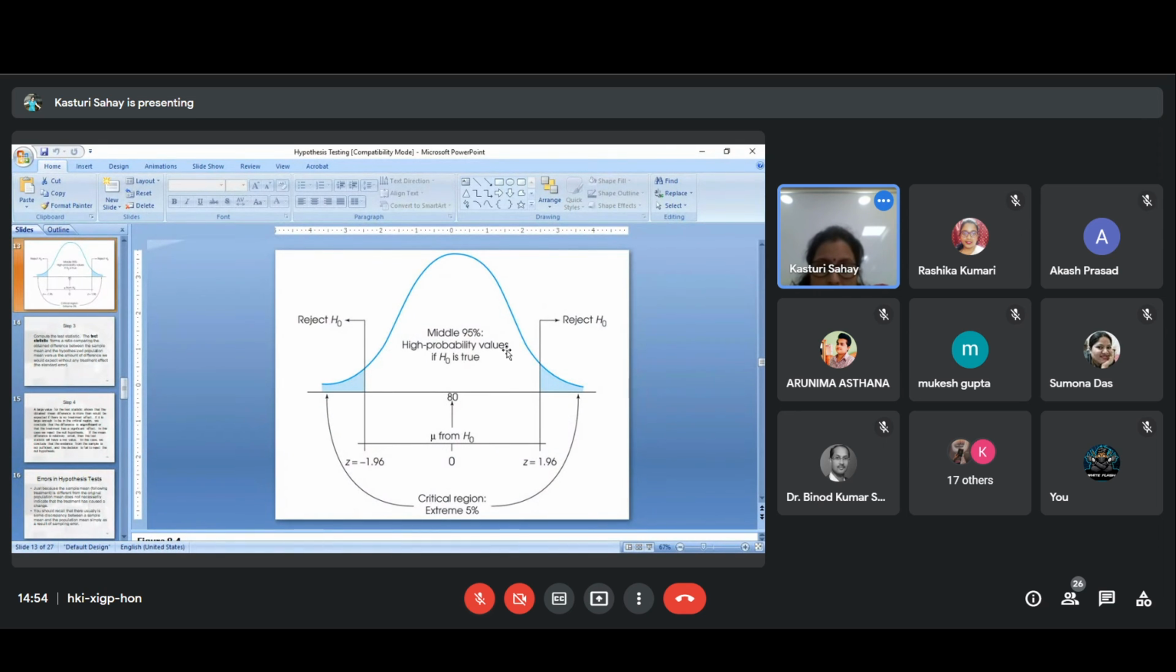So if you see this, if I'm assuming the critical region as your alpha of 5%, then the middle part, that is this part, has the highest probability of being where the H naught will be true, and this blue part is your critical region where your H naught will be rejected. So based on your alpha, you are also able to define step 2, which is your critical region, where if your value lies, you will get your H naught rejected.